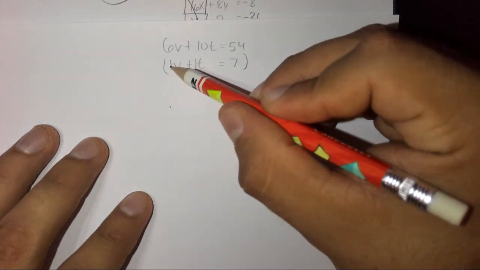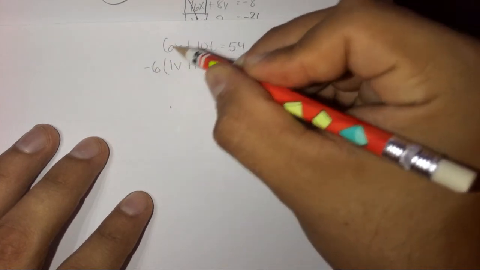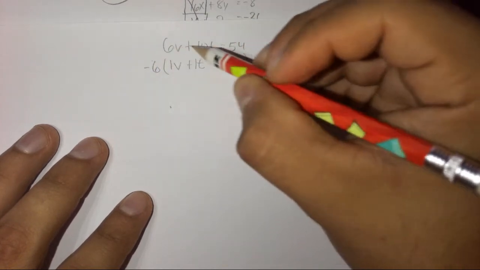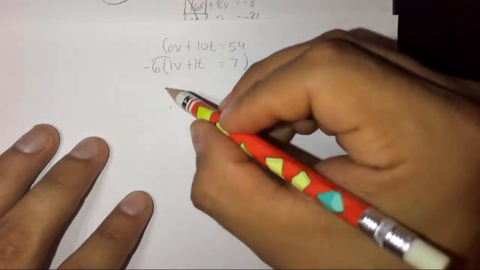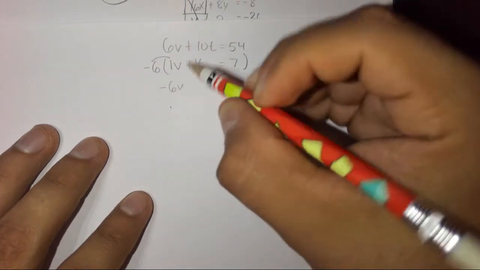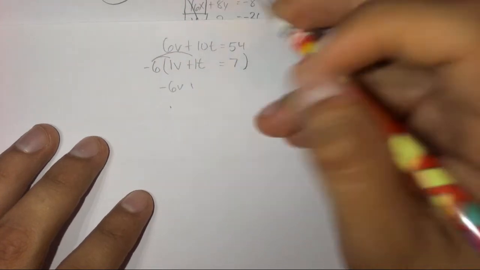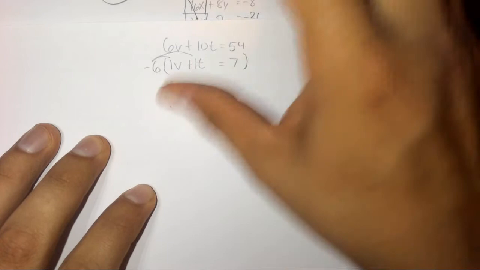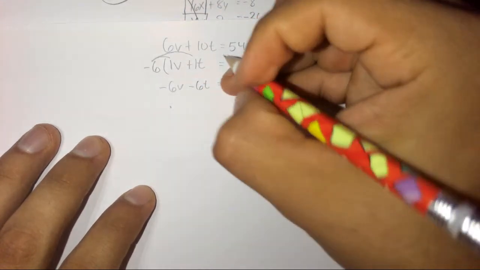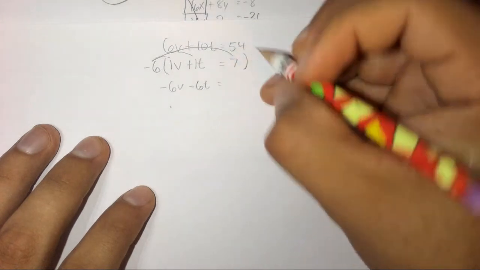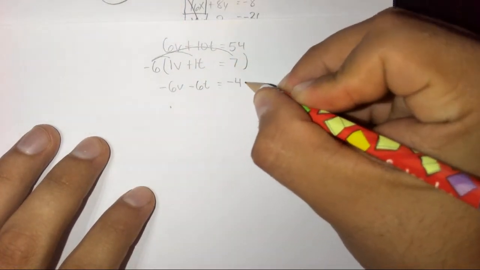I can multiply 1 times negative 6, and that's going to cancel the top equation. So I'm going to multiply the bottom by negative 6. 1 times negative 6 gives me negative 6v. Negative 6 times 1t gives me minus 6t. And negative 6 times 7 gives me negative 42.